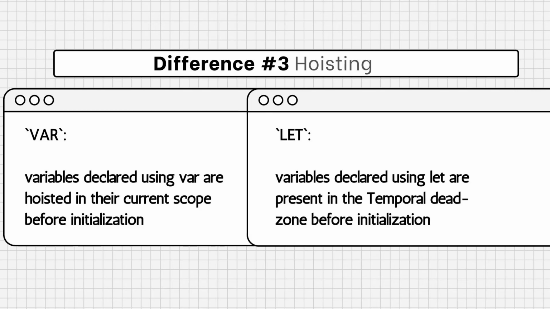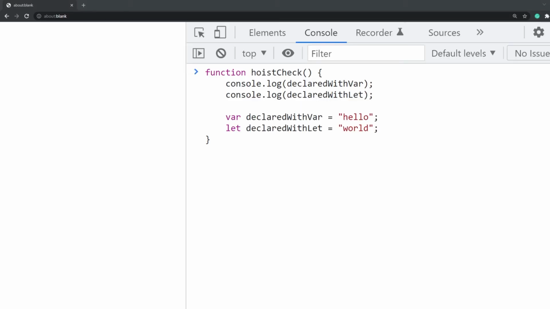Let's move on to the third difference, which is how they are hoisted. Now, hoisting is just a concept with which you can access a variable before it's declared in its current scope and still be able to work with the code without throwing an error. I'll explain what that means.